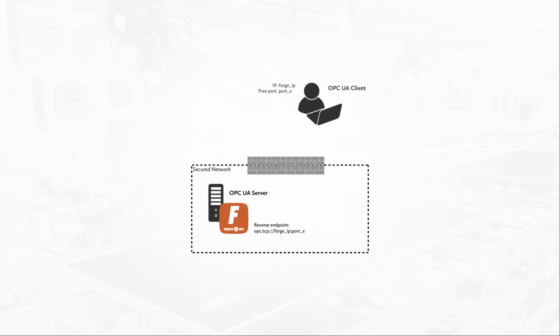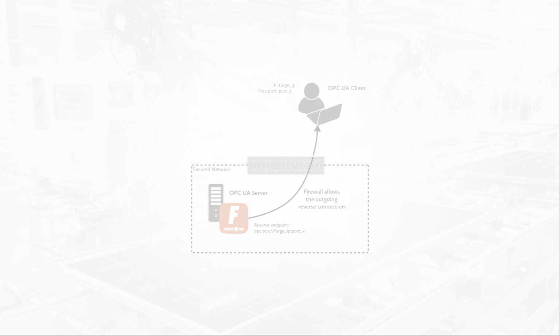OPC UA reverse connection allows Forge to initiate the connection to the client. Instead of waiting for client to connect, Forge opens a connection to the client. Since the server initiates the outbound connection, it can traverse firewalls. This is because most firewall rules are configured to allow outgoing traffic. The client listens for incoming connections from the server. Once the connection is established, it functions again similarly to a traditional client-server connection.